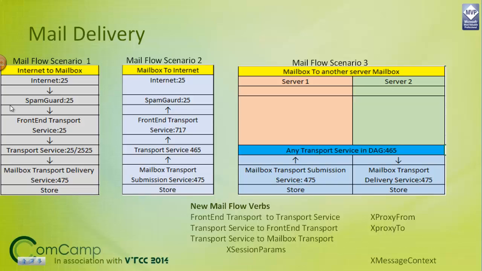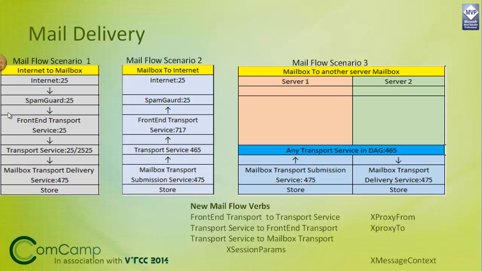Let's take scenario 2, the mail flow scenario 2, where a mailbox from your organization is sending an email to the internet, how the mail flows. So from the store, from the mailbox database, the mail will be picked by the mailbox transport submission service. Then the mailbox transport submission service will forward the email to the transport service on port 465.